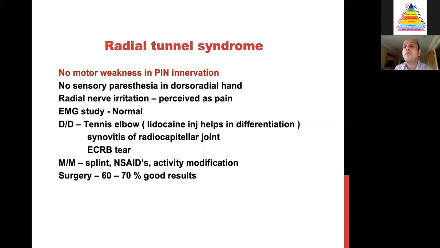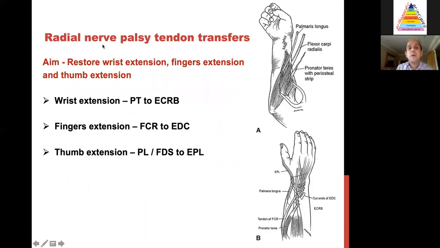So one, the site of pain will be proximal to the supinator tunnel. Second is, if you give a local anesthetic, pain should settle down. In a tennis elbow, it won't, but in a radial tunnel, it will. So as I said, I have never seen one or decompressed one, but if they bring it up in the exam, at least you have 1 or 2 sensible things to say about it.